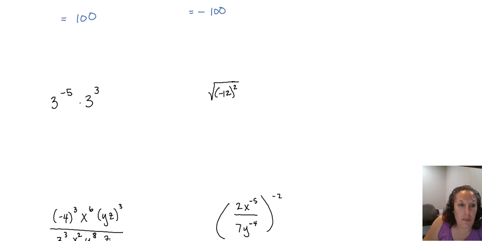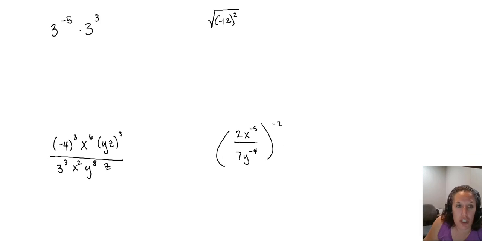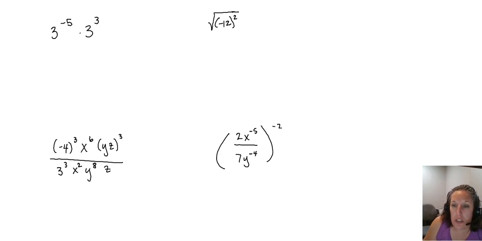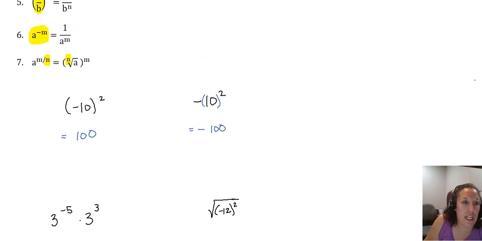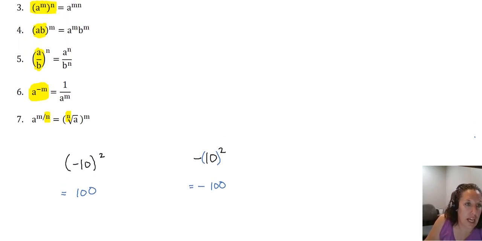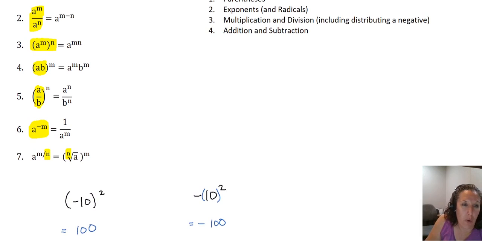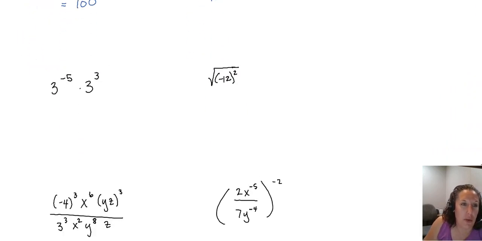All right, our next example, we have 3 to the negative 5th times 3 cubed. This one's just a basic rule. We can use that first rule that we went over at the beginning of the video, or we can write this as a quotient using rule number 6 there, and then use that second rule where we have a power divided by a power. I'm just going to stick with the first rule.